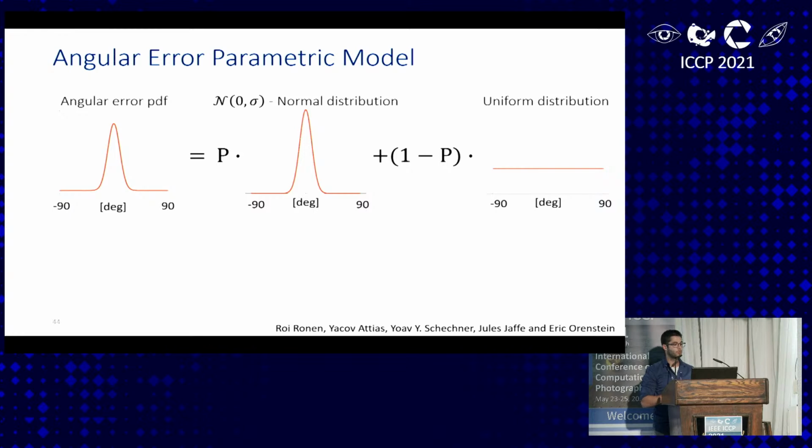Ideally, P is 1 and sigma is 0. However, our model parameters P and sigma are unknown. Thus, we follow a method from the cryo-electron microscopy field to estimate them using triplets of images.